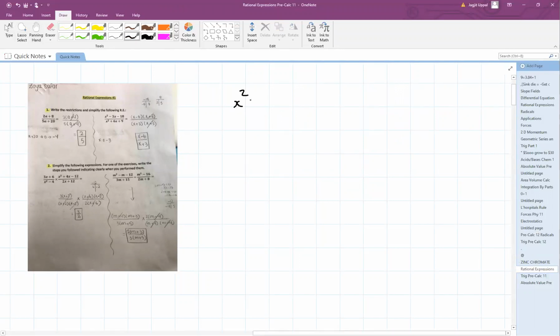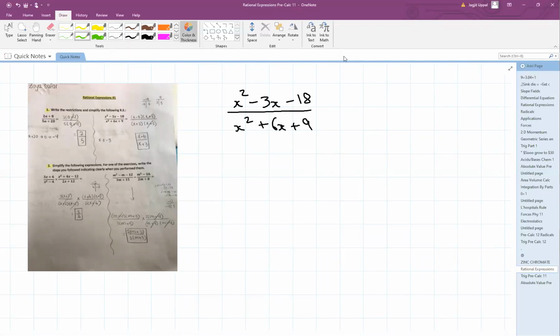The second question was (x squared minus 3x minus 18) divided by (x squared plus 6x plus 9). Now, factor the top first. 1 times negative 18 is negative 18. We need to find two numbers that multiply to give negative 18 and add to give minus 3. So that's minus 6 and 3, right? So you can factor the top as (x minus 6)(x plus 3).